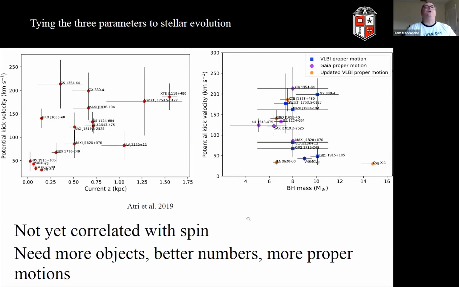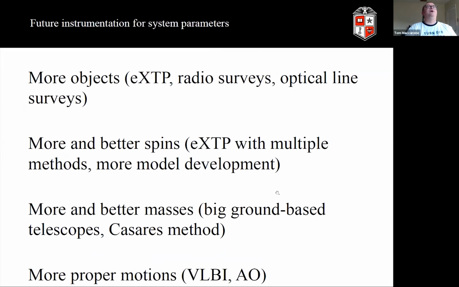Nobody's tried to do this correlation against the spin, partly because we need more objects with better numbers and we need more proper motions, but partly because the modeling is evolving for the spin estimates in a way that it's probably worth waiting a while and seeing what happens when people refit some of the spins using the updated atomic physics models. All right, so future instrumentation that we need for system parameters.